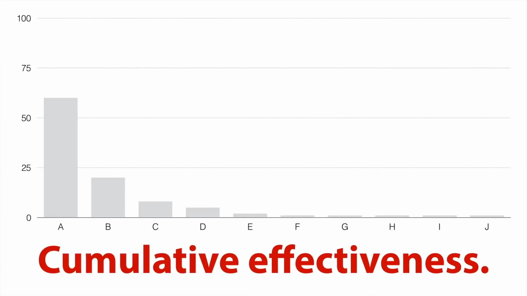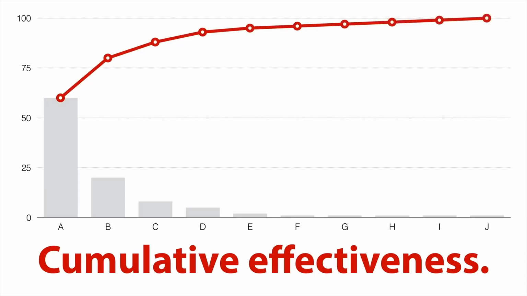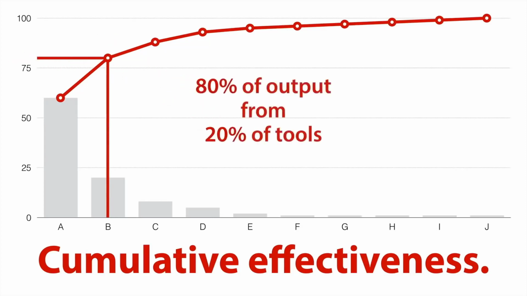Well, the first one's right here at 60% where the tool started. Then you add on the 20% from B and it goes up, and then you add on C and D, and you add up little smaller pieces. By the time you get to the end, you've got 100% of effectiveness from your 10 tools combined. The important thing about this is you only have to go to the second tool. That's 2 out of 10, so that's B, that's 20% of your tools. And in this made up example, you've got 80% of your output. So 80% of the output from 20% of the tools.